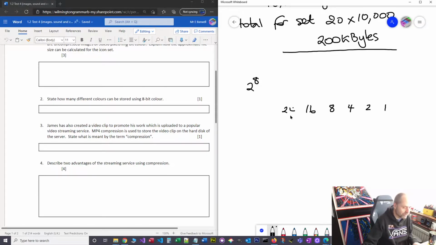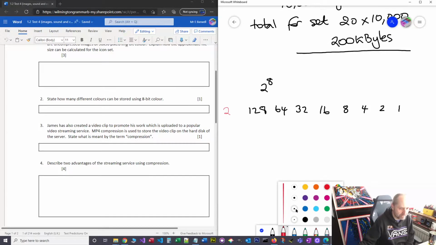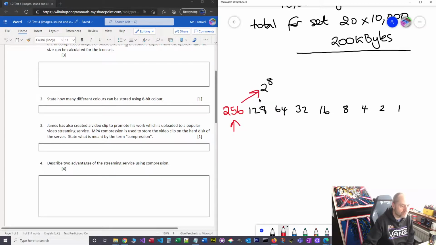No, it's not 24. It's 32, 64. So that's 7 bits. 8 bits is 128. And remember, what we can then do is just go one more. So let me put a fatter pen on there. Do one more column. That is what 2 to the power 8 is.